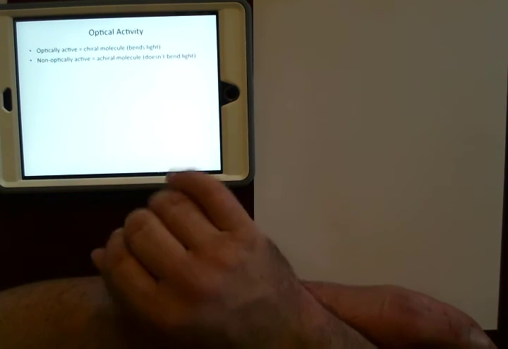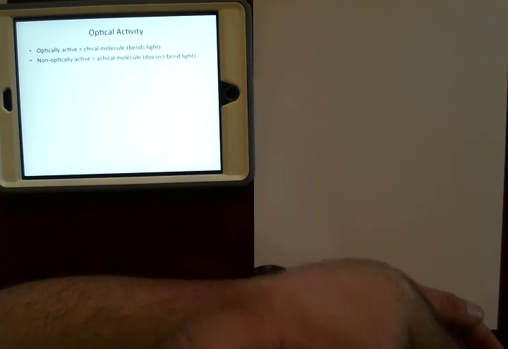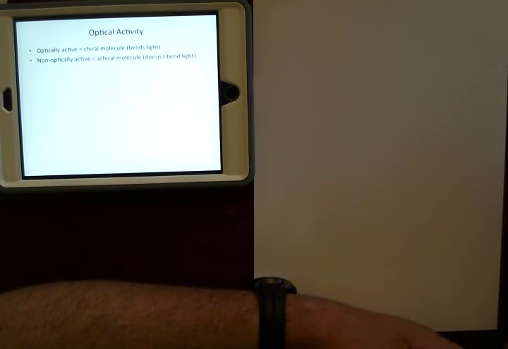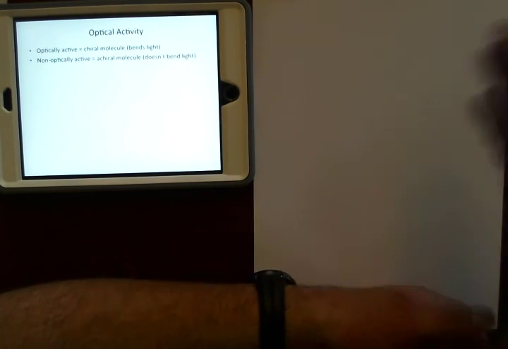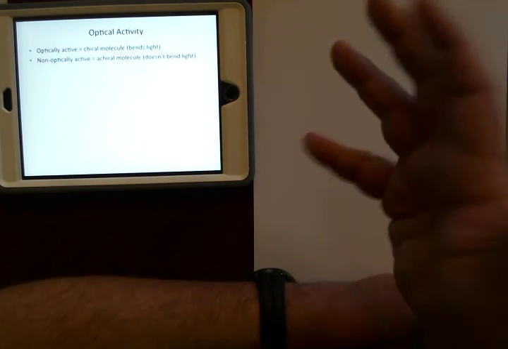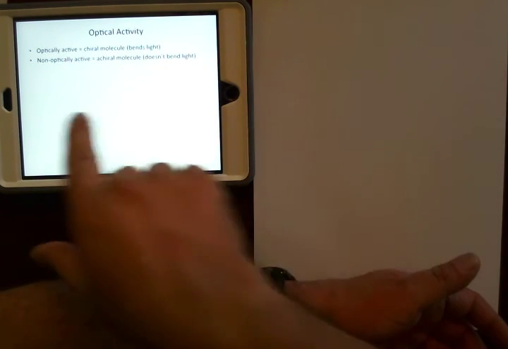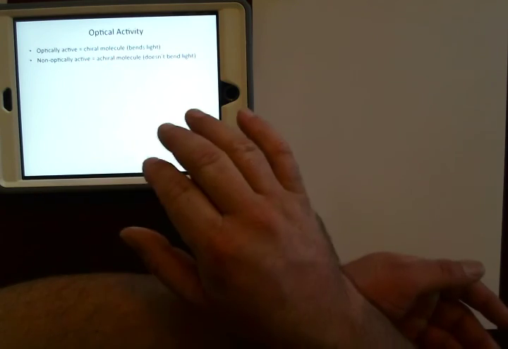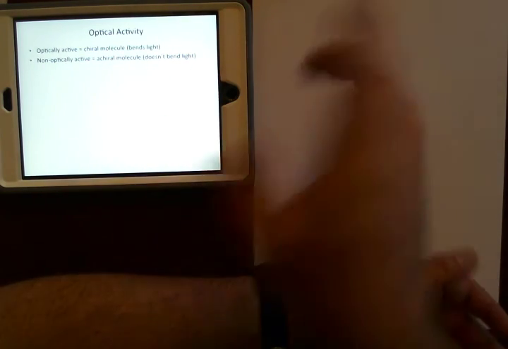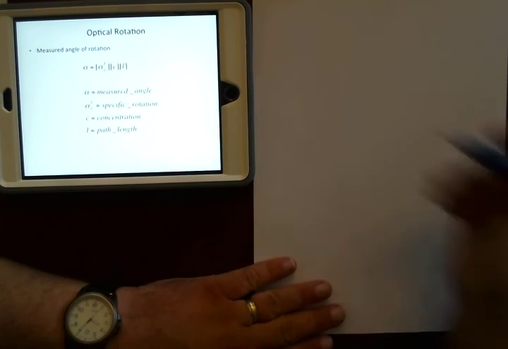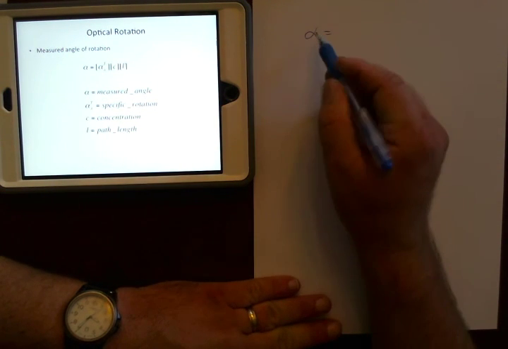So optical activity means that it's a chiral molecule. Sometimes you say, which of these is an optically active compound? All that means is that the molecule is chiral. It will rotate light. Excuse me, I should say rotate, it's a bad habit of mine. Non-optically active means it's an achiral molecule. It does not rotate the polarized light. So you can actually measure this.